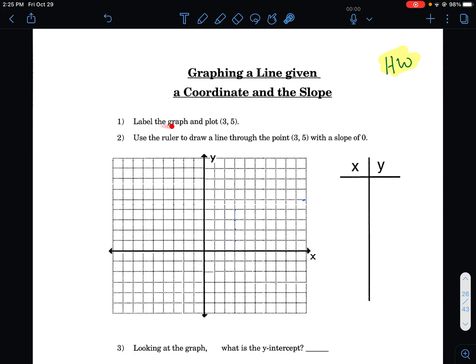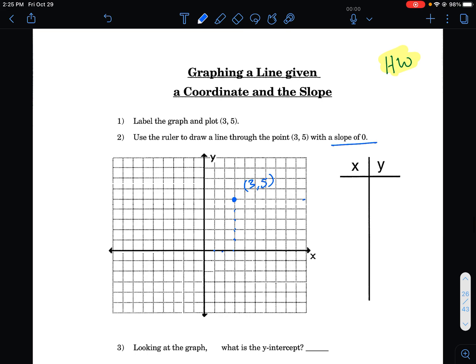We've got a graph with a point at 3, 5. That's 1, 2, 3, 1, 2, 3, 4, 5. And that is point 3, 5. And it has a slope of 0. What does that mean? That means it's a flat line. It means it's a flat line that runs through this point, which means it should look like this. Ta-da!